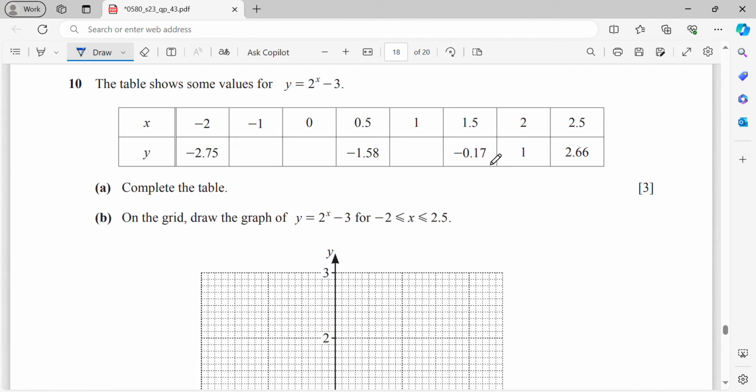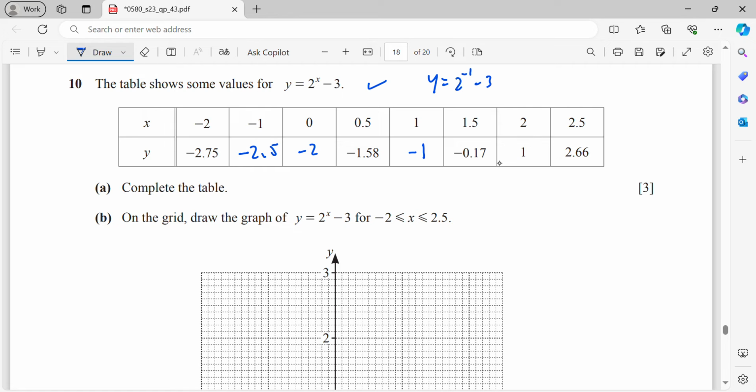Alright, now for question number 10. The table shows some values of this function, complete the table. Okay, so you just replace the x by -1, so y equals 2 power negative 1 minus 3. Then you will be getting -2.5, -2, and then here -1. That's all for the first part.